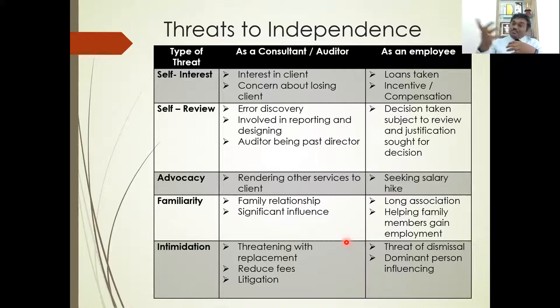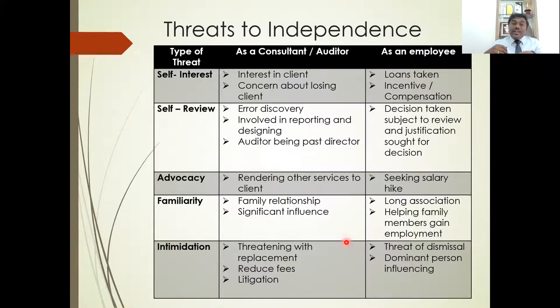Incentive, compensation, self-review, error discovery, involving reporting, designing, the auditor being the past director, all these are consultants. As an employee, you are taking a decision and that has been subject to subsequent justification. Example, you were a part of the accounting team last year and next year you are part of internal audit. As an internal auditor, you have to justify what you only did. So you will obviously justify. So it's a compromise of independence.